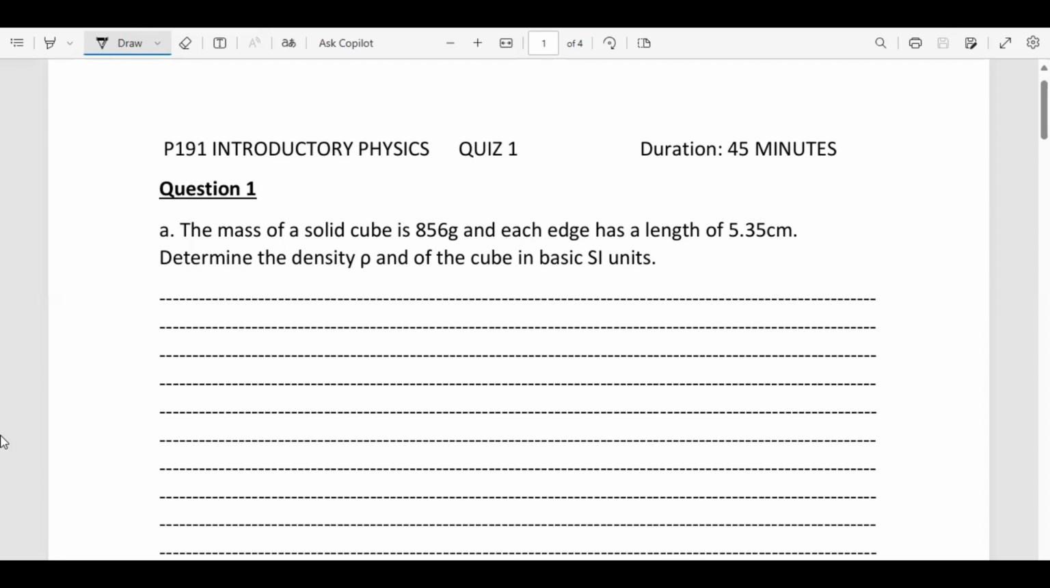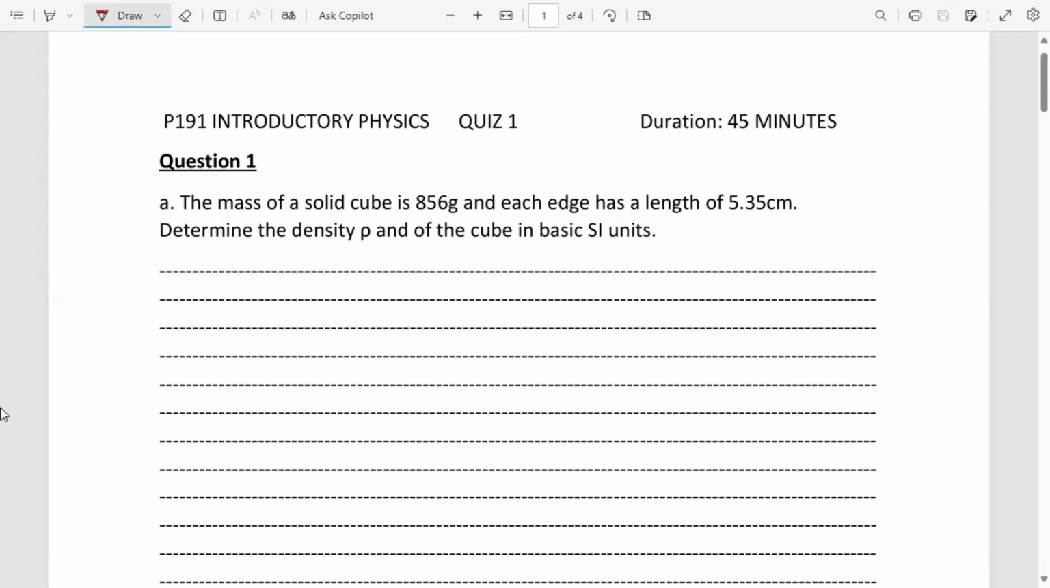I don't know how the question was supposed to continue, but for now we're just going to consider it as: determine the density of the cube in basic SI units. This is a very simple question because we have already been given the mass, 856 grams, and the length of each side of our cube. So density, represented by rho, is equal to mass over volume. That means from the information given, we're supposed to calculate volume.